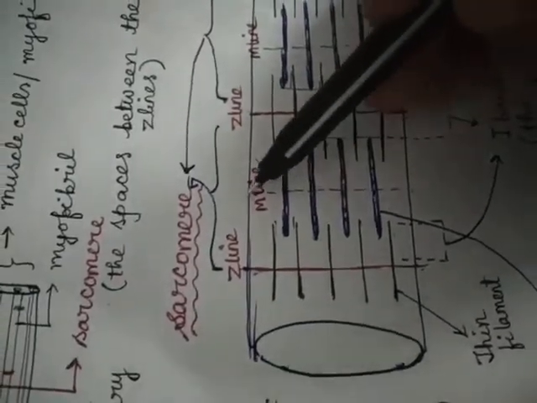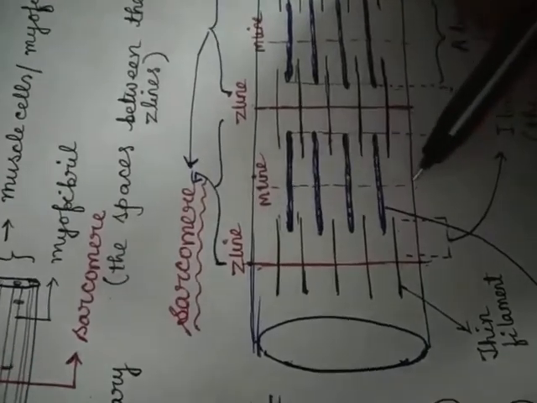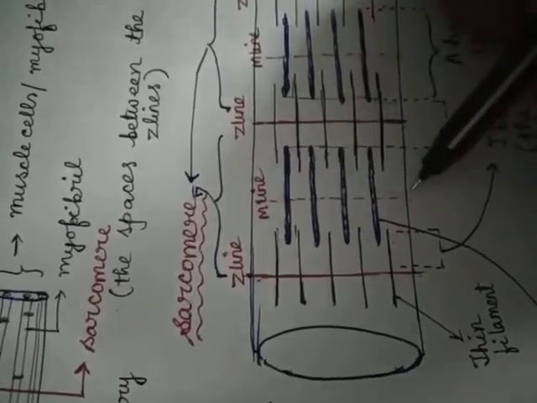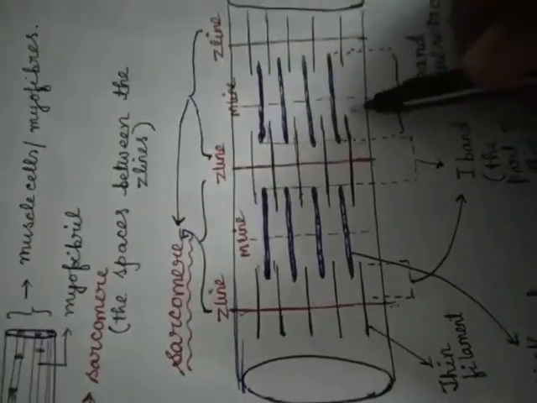Again, towards the middle of the thick filament, the M line is present. Here the Z line is present in between the thin filaments. Here the M line is present. Here also the M line is present. Clear up to this point?